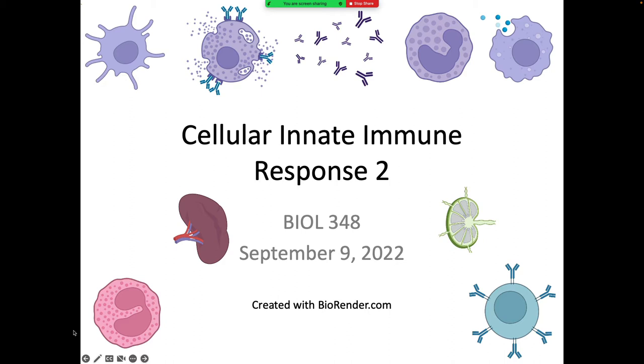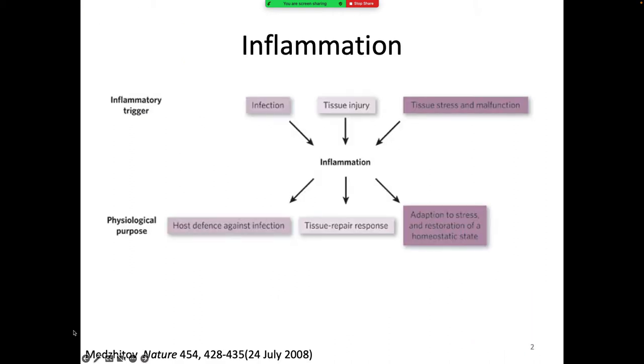So what you should remember from last time is that we were talking about the general inflammatory response. And right now we're talking about the positive physiological purposes of this inflammatory response, which we know of as a response to either infection, tissue injury, or tissue stress. I will actually say a little bit more about that in a second. That will allow for defense, repair, and restoration of homeostasis.